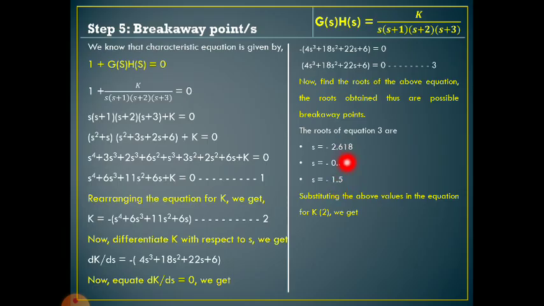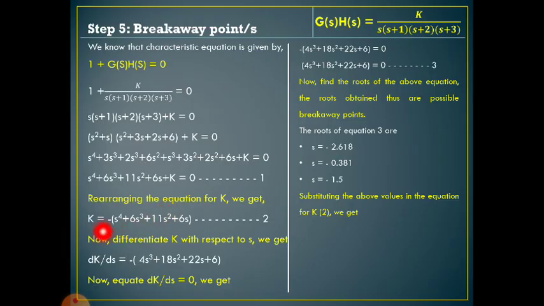So if you have real roots, there is a very simple way to tell whether these are valid or invalid. What you have to do is substitute the value of s, which you want to find whether it is valid or invalid, in the expression for k, and find whether k is positive or negative. If k is positive, it is a valid breakaway point. If k is negative, it is an invalid breakaway point. So now let us see. We will find whether s is equal to minus 2.618 is a valid breakaway point or not.